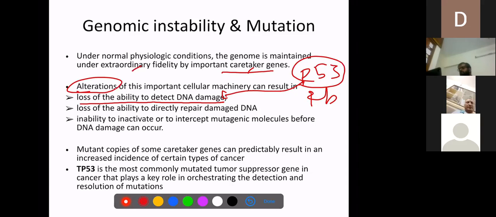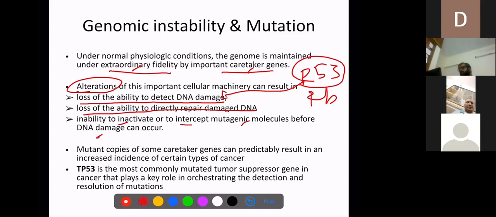So the further proliferation occurs. Loss of the ability to directly repair the damaged DNA. They are not able to repair the damaged DNA. Though they recognize this, they may not be able to repair it. And inability to inactivate and intercept mutagenic molecules. So they are not able to inactivate the mutagenic molecules before the DNA damage can occur. Ideally, if they are maintained with extraordinary fidelity, they will not allow the mutagenic molecules to come near the DNA itself.